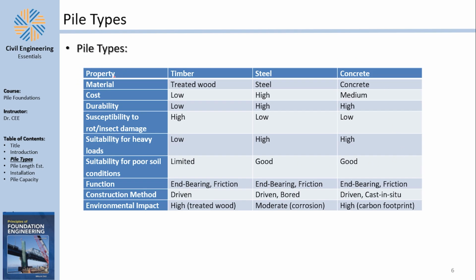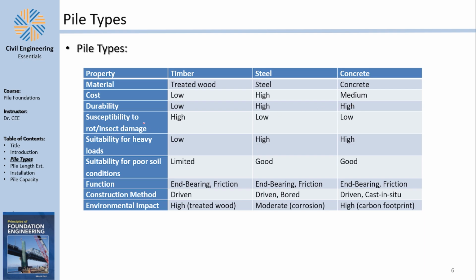In this case, you would have a comparison between wood, steel and concrete. Well, the cost of wood is low, it seems. Not really sure, it depends on where you are in the world, but I think it's generally low. Steel is high and concrete is somehow medium. Durability for timber is low because it's a biomaterial. It is susceptible to decomposition. Steel and concrete have high durability.